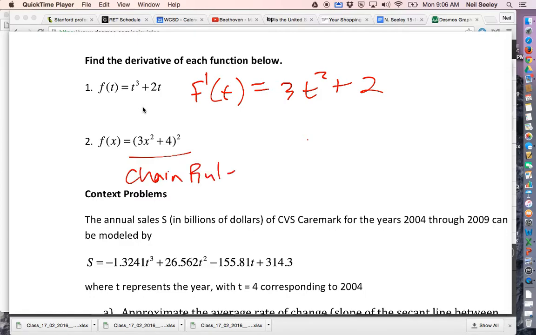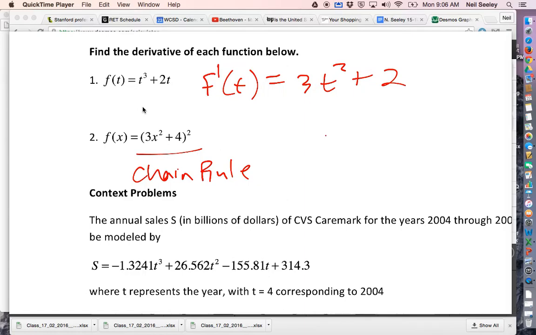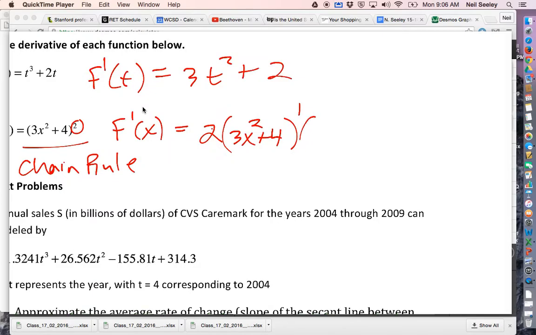So this one, f prime of x, what I do is take the derivative of the outside, which is 2. Don't touch the inside, because I bring the power out front, and then to the first power. But what happens in that first step is you just leave 3x squared plus 4 alone. Then next to it, you multiply it by the derivative of the inside, the 6x to the first that you're anticipating. Done. That's what I would expect to be a chain rule.